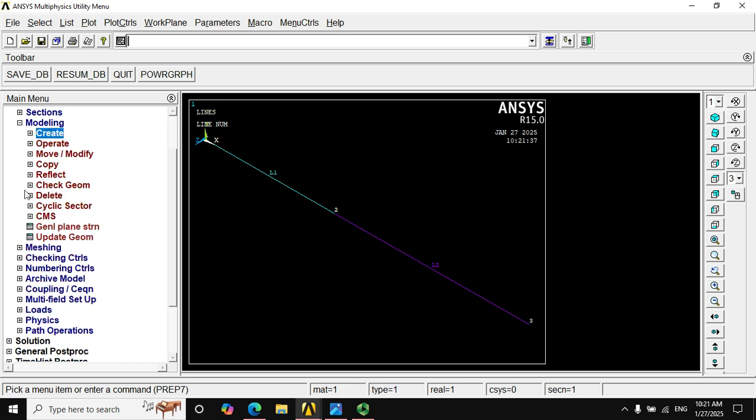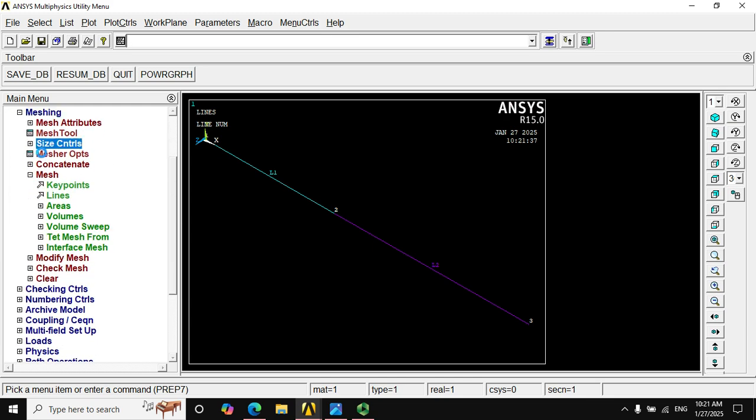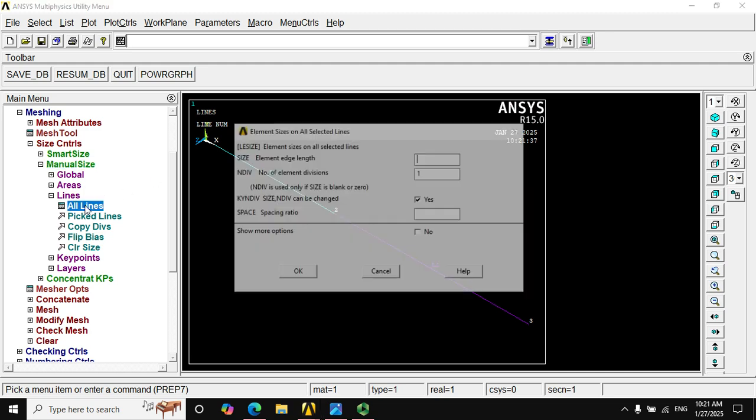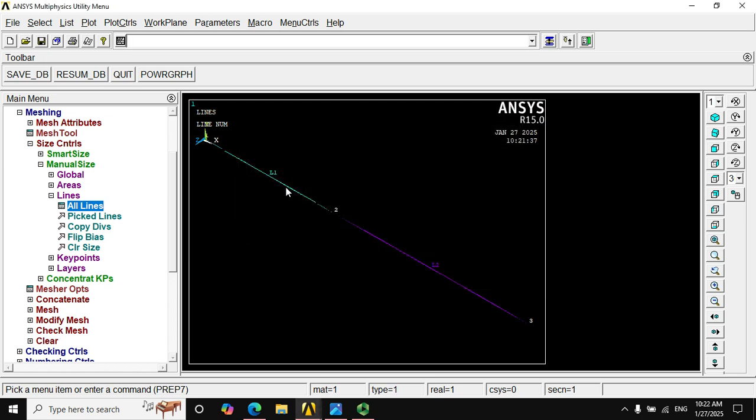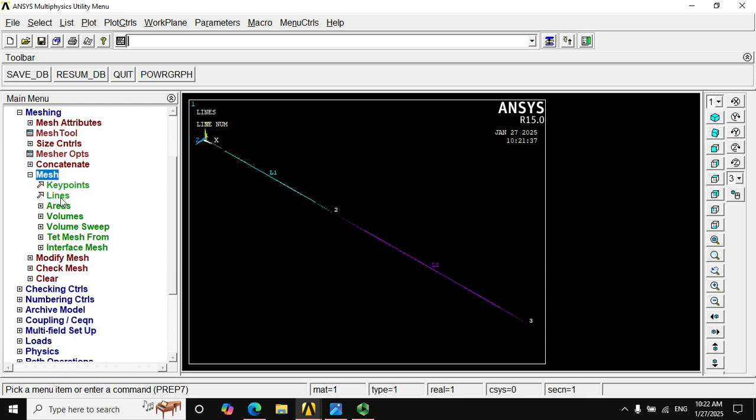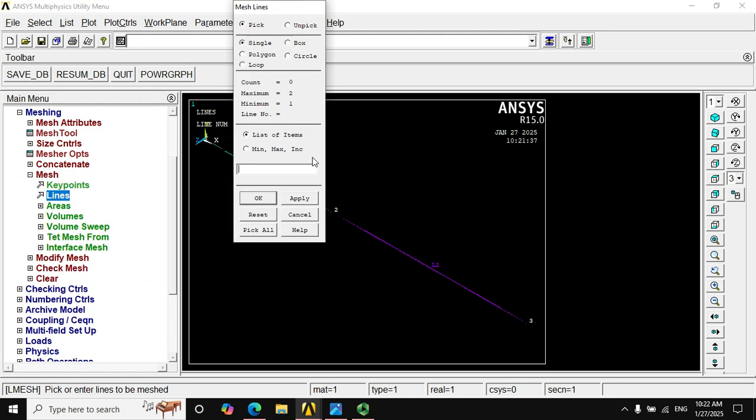Okay, then next is the meshing. What I'm gonna do is just one element per line. So come here, manual size all lines, put here 1. For all lines I'm gonna have, just as I said, 1 element per line. Then next would be the meshing. So mesh all the lines.